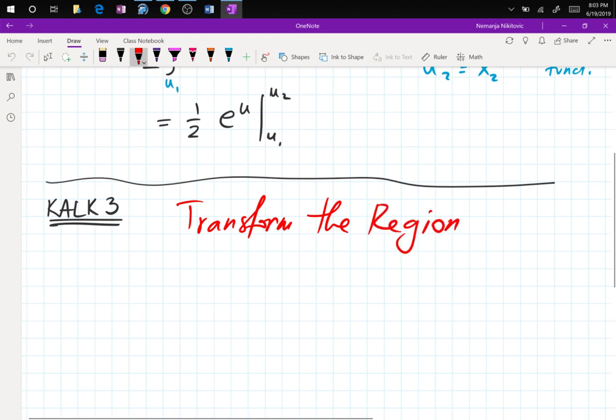So transformations in a plane or transformations in 3D, depending on what type of integral you have. So change of variables in a double integral is a transformation that relates two sets of variables, uv and xy. Your problem is given in the variables x and y.